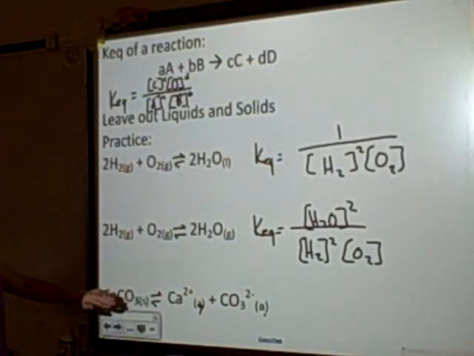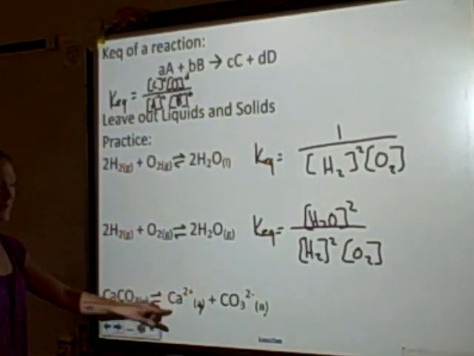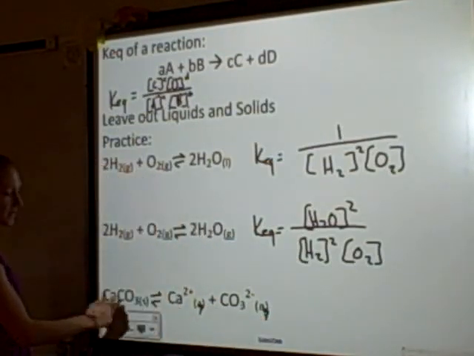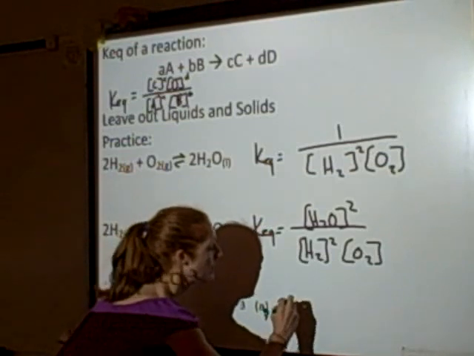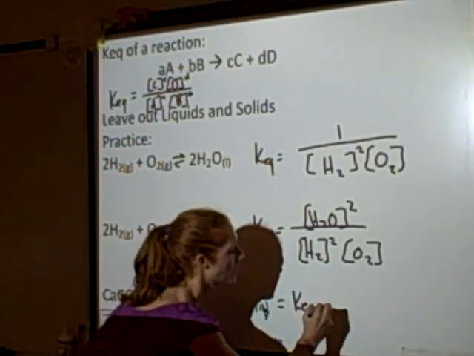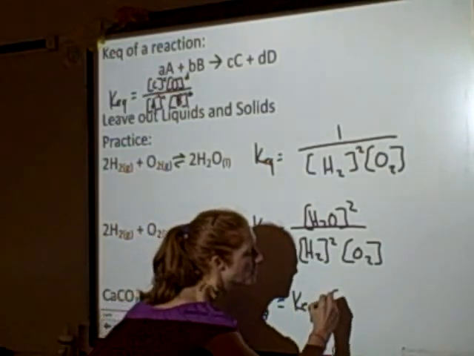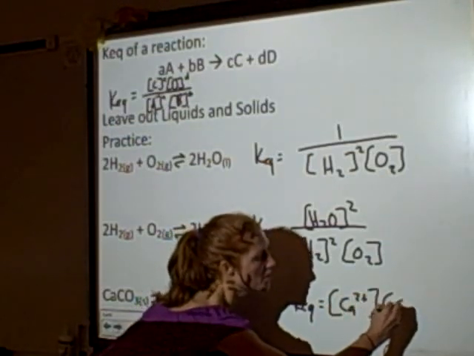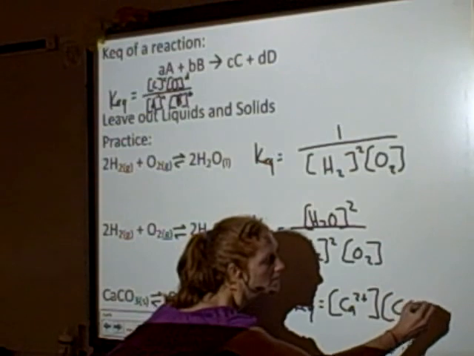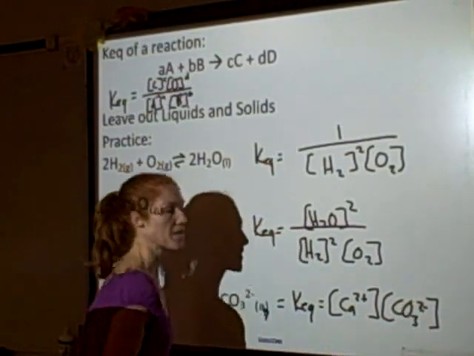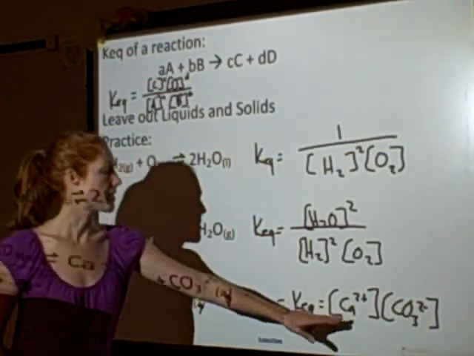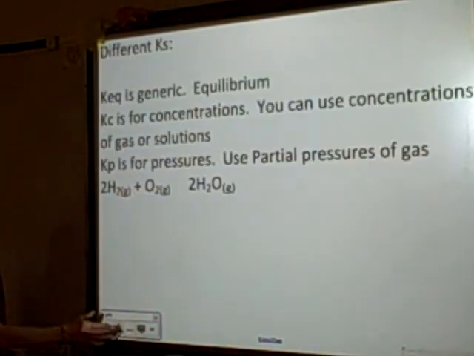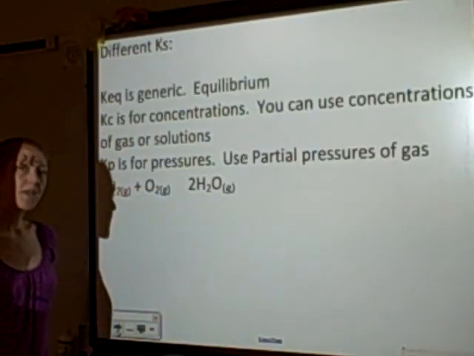And down here, I have solid calcium carbonate. It's turning into calcium ion and carbonate ion. That should be AQ. I'm going to leave that solid out. So KEQ is going to equal just the concentration of the calcium ion times the concentration of the carbonate ion. And it would be over that solid, but instead it's over 1 because I leave the solid out. And I don't have to write over 1. So there we go.